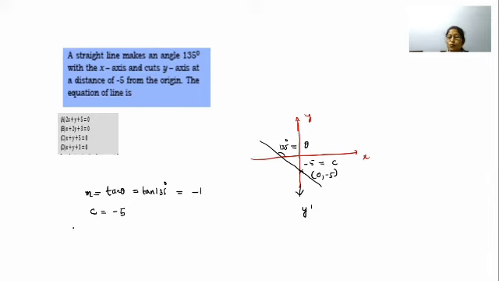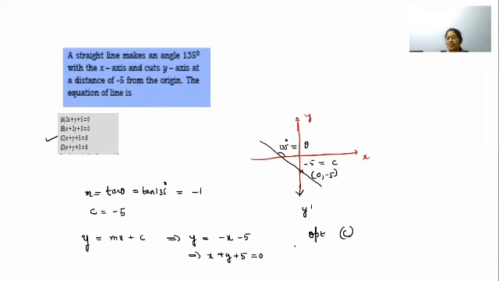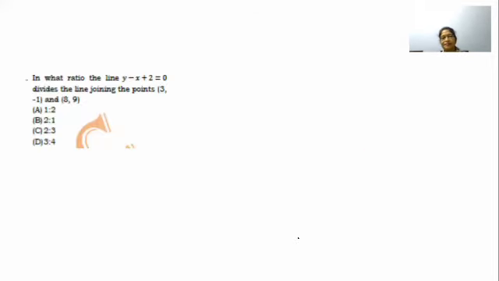Now you recall which form has to be applied here. Slope intercept form, y is equal to mx plus c. Substitute. y is equal to minus x minus 5. How do you write the equation? Take all terms to one side: x plus y plus 5 is equal to 0. So you have option C here, which is the correct answer. Okay, how simple it was, isn't it? Hardly it would have taken 20 seconds, provided you know all the basics.